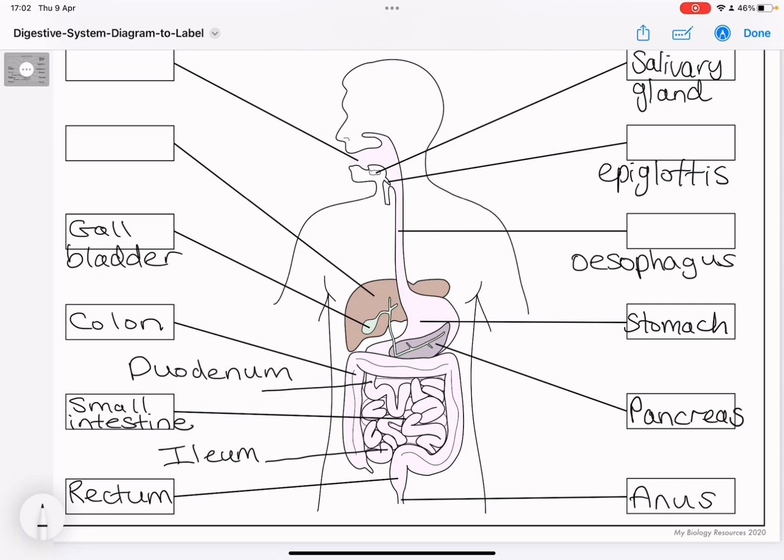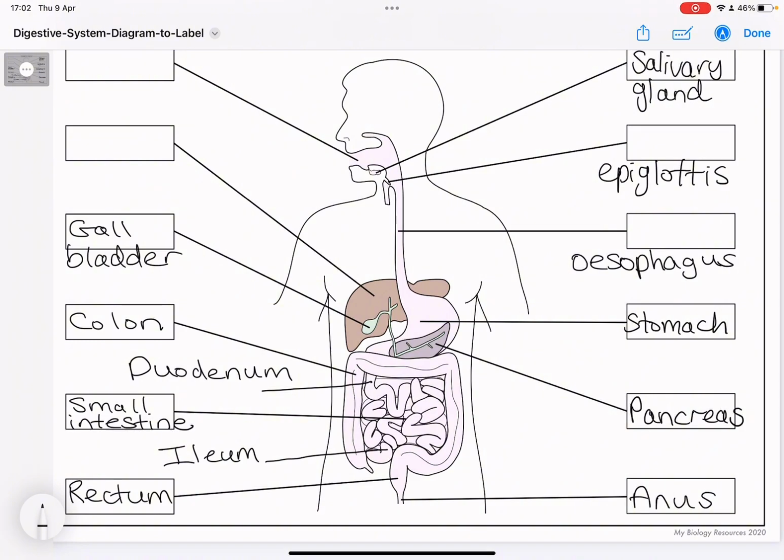So the bile's function is to neutralize, and it also emulsifies fat droplets, which means it breaks them down into tiny little droplets. It's much easier then for lipase, the enzyme that breaks down fats, to actually do its job. It increases the surface area for lipase to work on. So emulsification is a key thing that bile does.